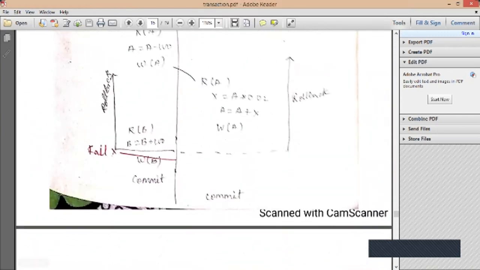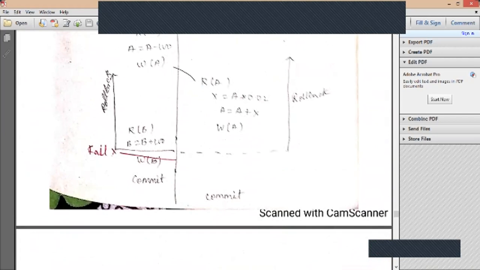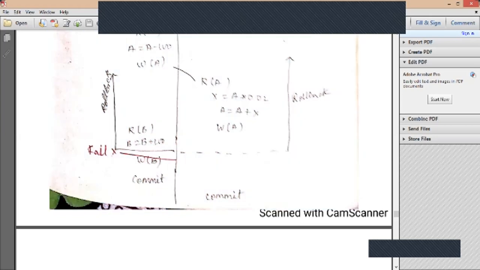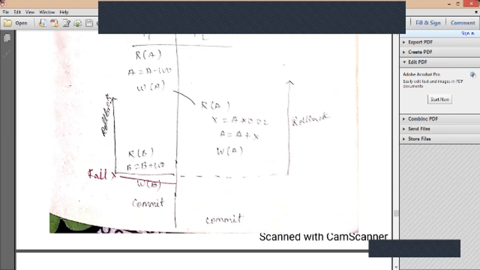Now suppose this commit is just after the write of A. Now what happens? This T2 has read the data from T1. It has performed all the operations. If there's a commit here, it has committed. That is nothing but the database is also updated.